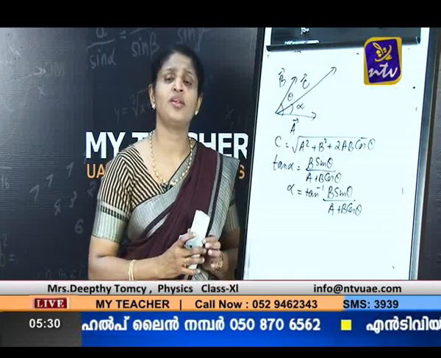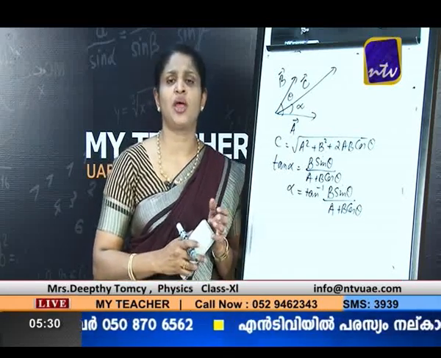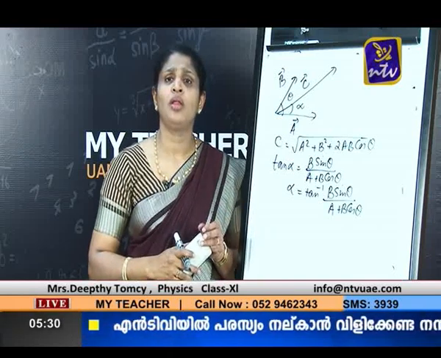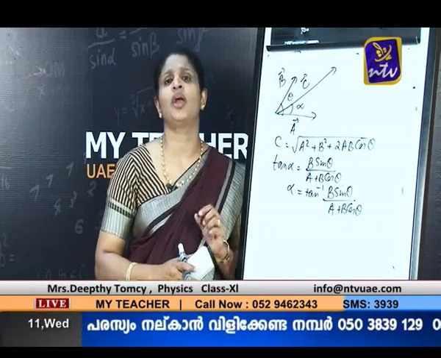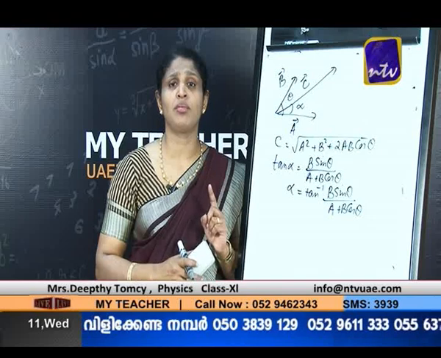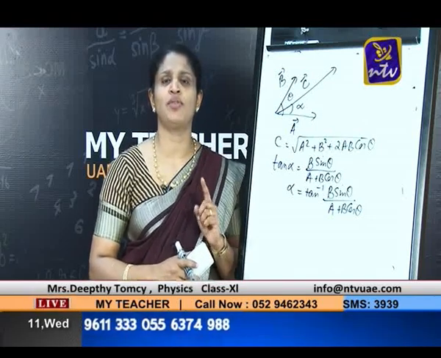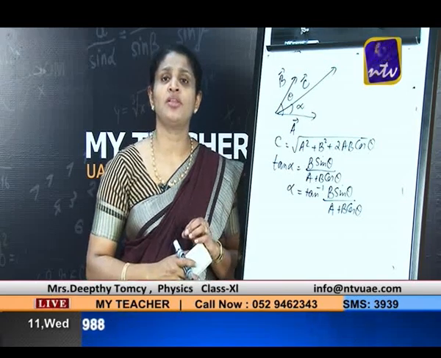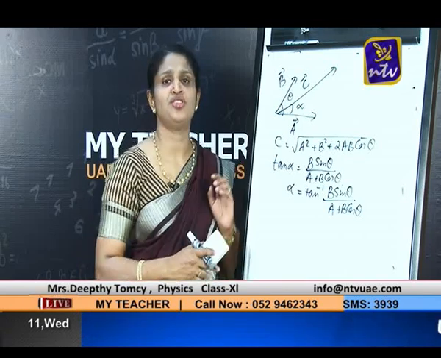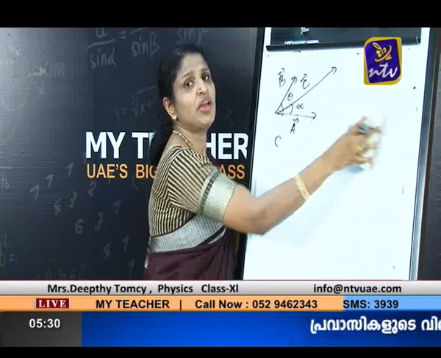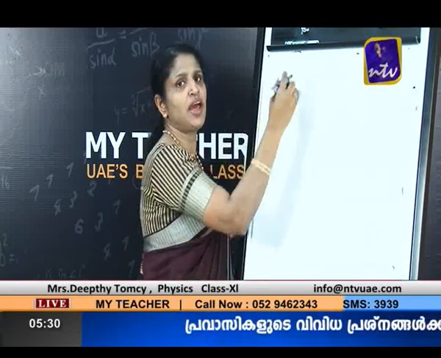You should also understand certain tips which I am going to mention right now. When you are given two vectors, the maximum magnitude of the resultant will always be the sum of the vectors. This happens when the angle between them is 0 degree. That means when both the vectors are acting in the same direction.